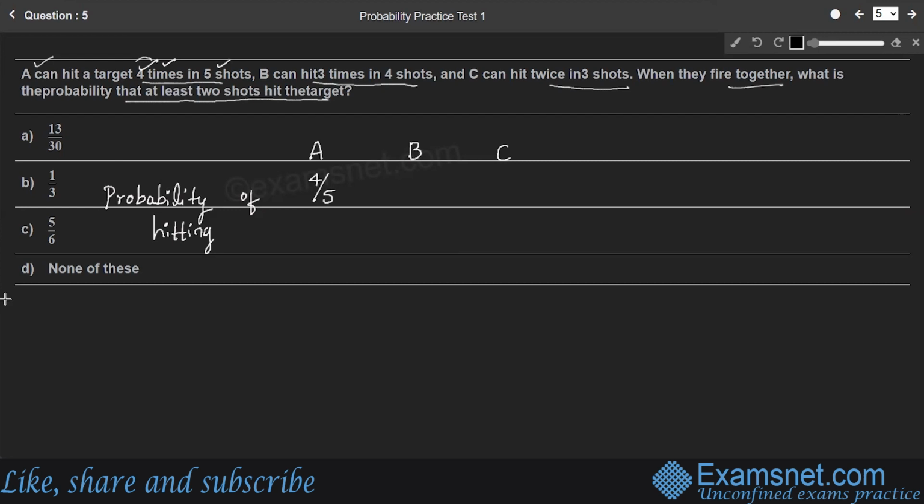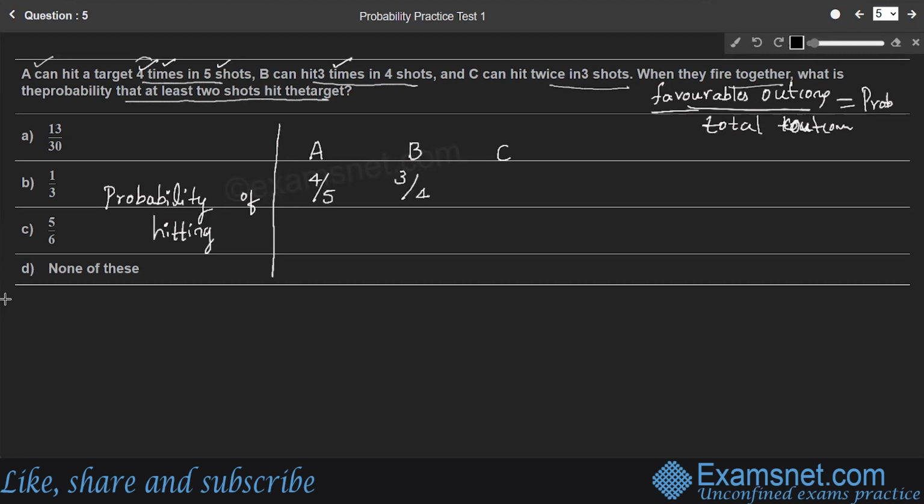So students, the total outcomes are the total number of shots, and the favorable outcomes are the number of hits. So the probability of hitting by A is 4 by 5. Whereas the probability of hitting by B is, B can hit 3 times out of 4 shots. Therefore, the probability is 3 by 4. Whereas C can hit 2 times in 3 shots. These are the probabilities of hitting by A, B and C respectively.